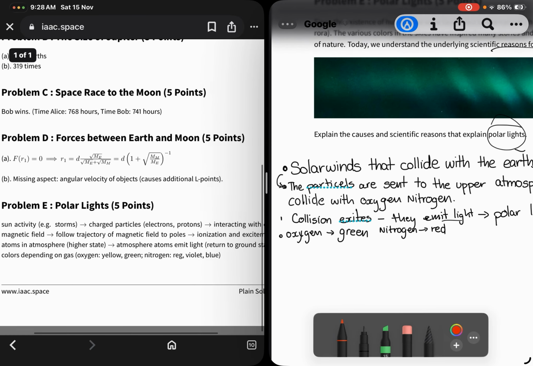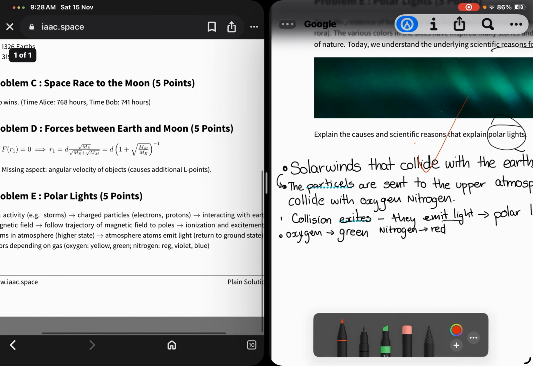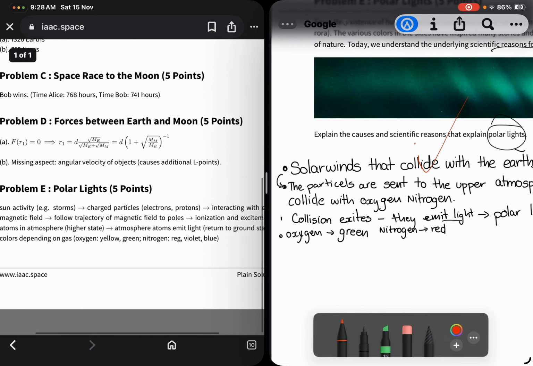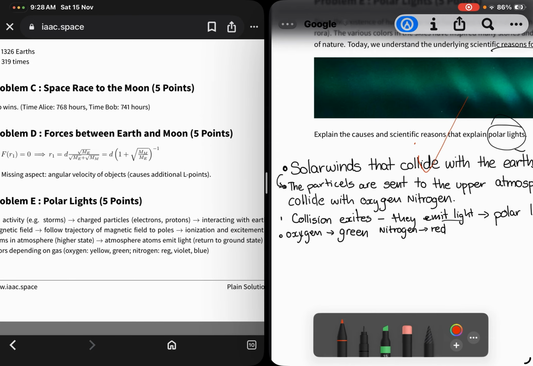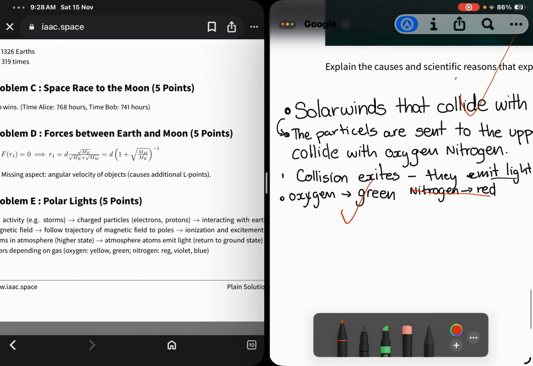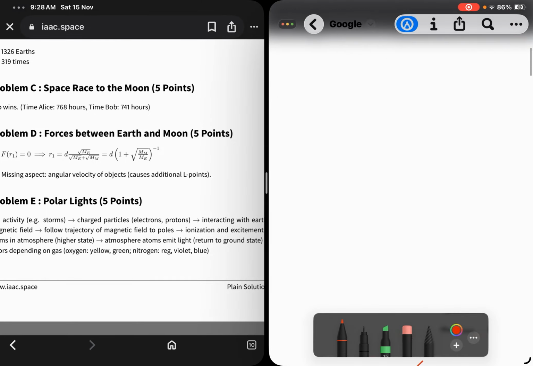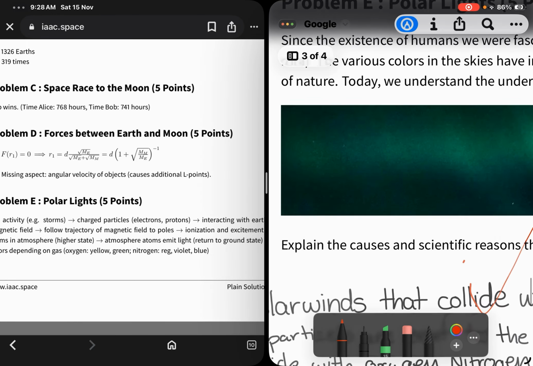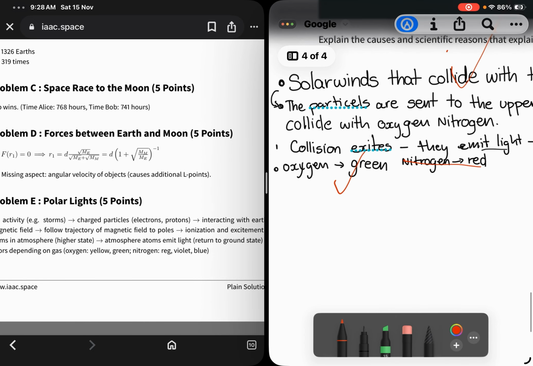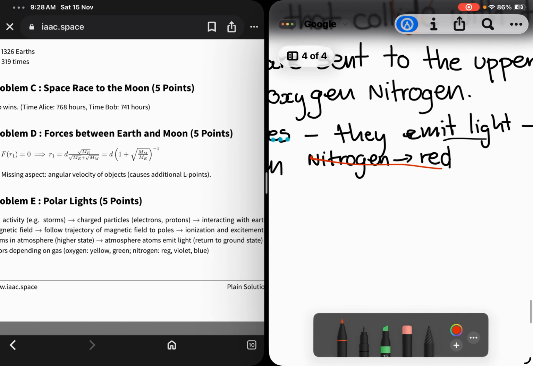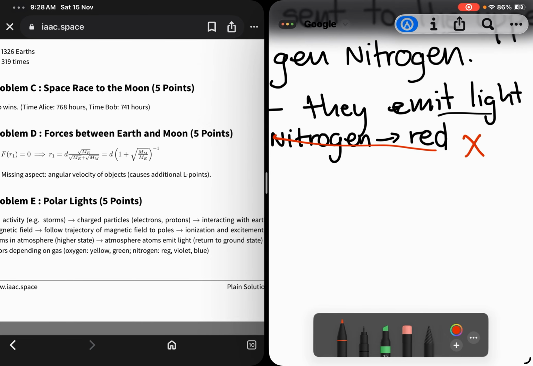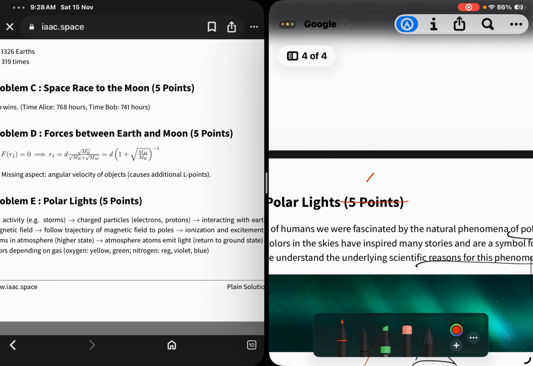The charged particles interact with the Earth's magnetic field, that's what I said. Leads to ionization and excitation of atoms in the atmosphere. Oxygen, yellow. Oh, okay, it's blue. So I got this right, but I won't get the nitrogen. What does the reg mean? Is it red? Is that correct then? Is reg a color? Did I get this right? I said oxygen is green, nitrogen is red. I think they meant... Is this a typo? I'll say no, because it says violet and blue. So again, I would get 4 out of 5 points.